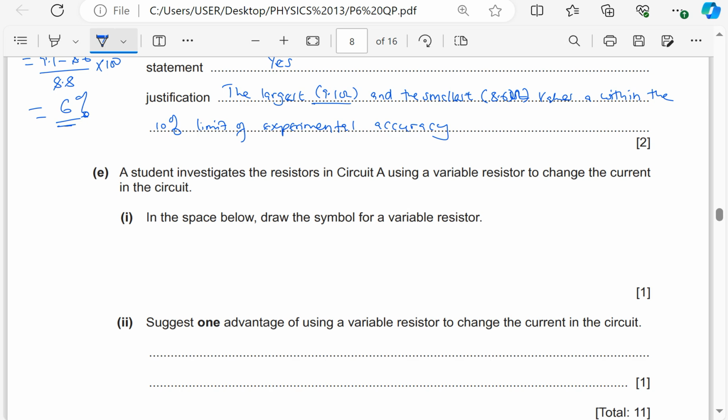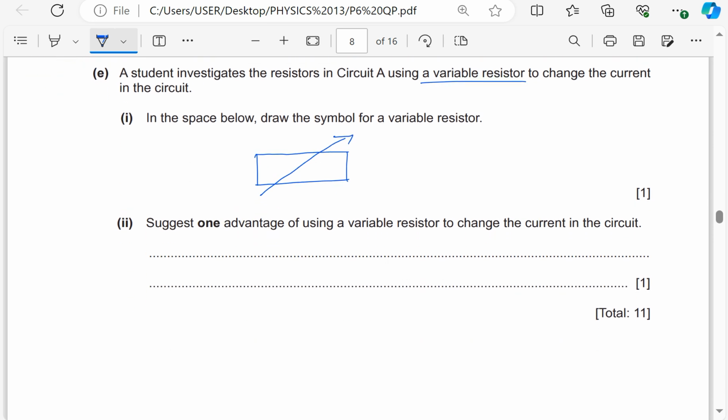A student investigates the resistors in circuit A using a variable resistor to change the current in the circuit. In the space below, draw the symbol for a variable resistor. So we need a variable resistor. So that is a variable resistor. Suggest one advantage of using a variable resistor to change the current in the circuit. Of course, a variable resistor has several advantages. For example, it can easily set the current to the exact chosen value.